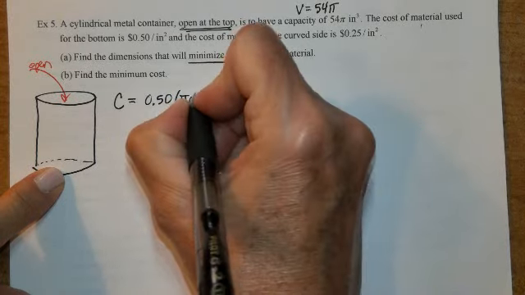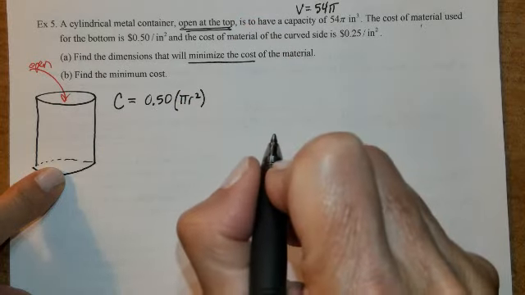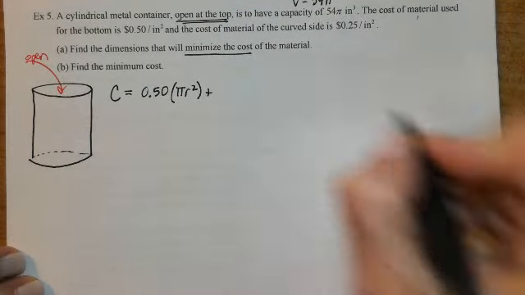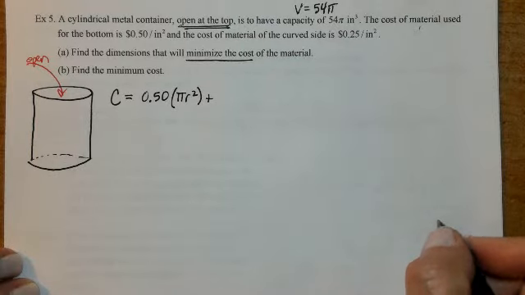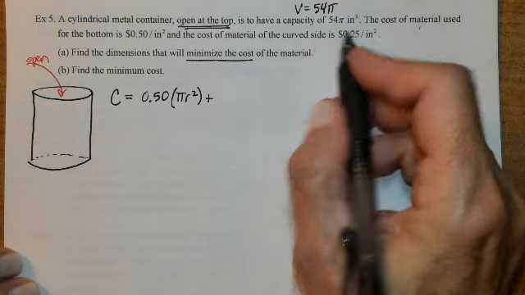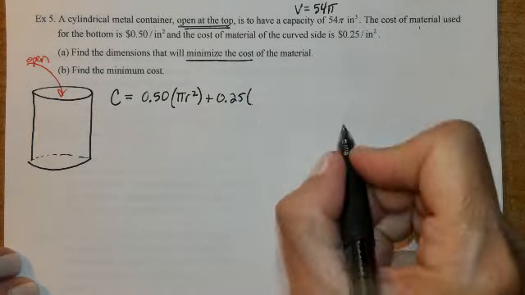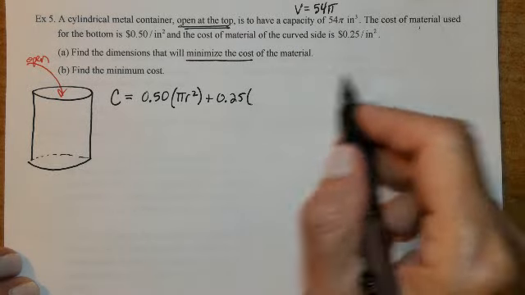Pi r squared. You need to know that one. I'm not going to give you that. Okay? Plus the cost of the curved side is 25 cents times the area of the curved side.